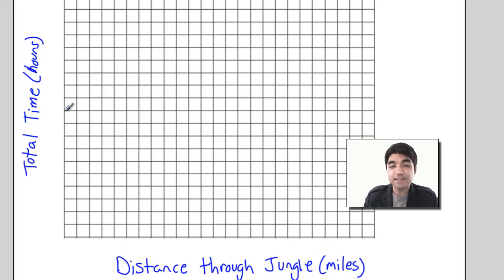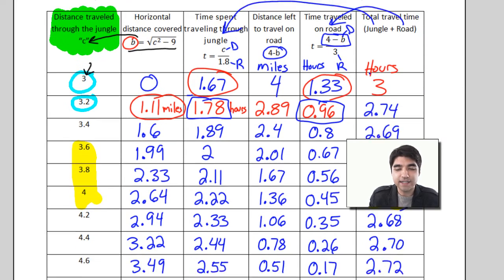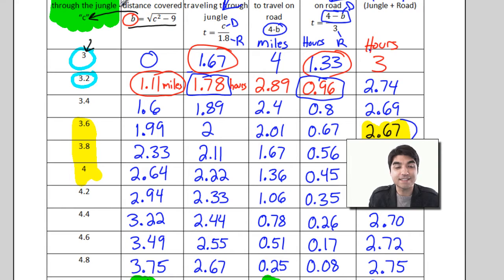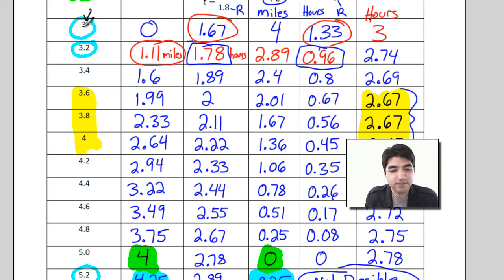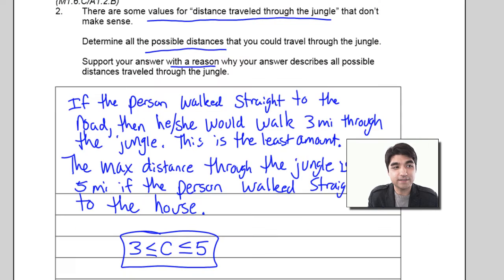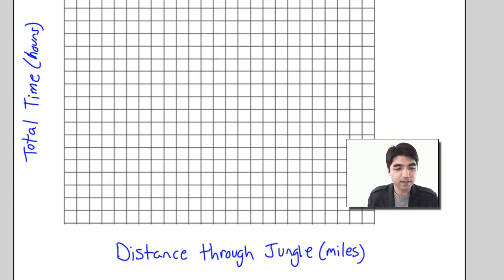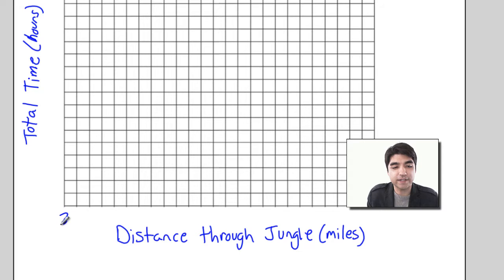Now, the first part of making a scatter plot is you need to come up with a good scale for your data. If we look at our data here, remember this is the distance traveled through the jungle, and it looks like it goes from 3 to 5.2. So let's start at 3. There's nothing that says you need to start at 0. You can start at any number you want. And let's go by 0.2s, I'm thinking.